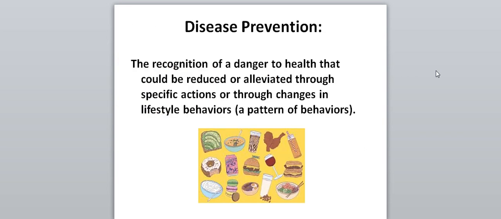So, if we want to prevent disease, what's important? Why is diet important? Because we have to know that danger to health could be reduced or even alleviated through specific actions. Like what? Like change in our lifestyle, in behavior, and in diet.